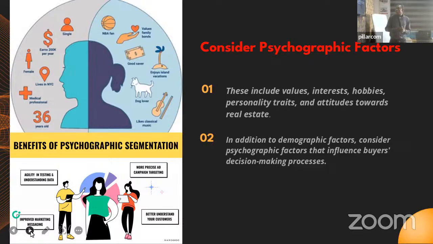In addition to demographic factors, consider psychographic factors that influence buyers' decision making. And here you can see this image. It has a lot of things that this person is thinking, different choices, thinking about a whole lot of things. And these are the things that inform and make people make different decisions. So these are the things that we consider before selling and launching out to sell our property. Okay?